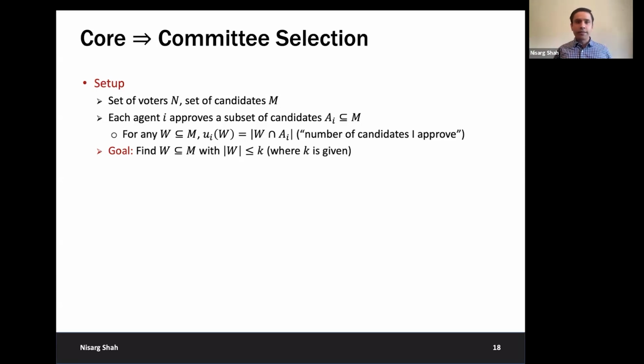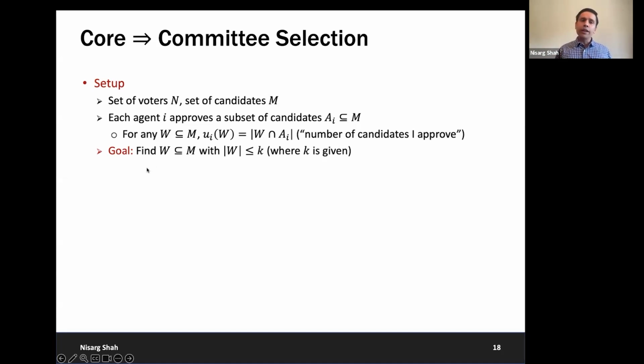This is the setting of committee selection, where the setup is that you have a set of voters N, and you have a set of candidates M, and each agent i approves a subset of these candidates. Let's call this approval set A_i. Our goal is to choose a subset of the candidates, let's call it W, and the utility that agent i gets from this collective decision W. Note that we are no longer allocating a certain A_i to agent i. There's just one decision W that we are choosing collectively. And each agent simultaneously derives some utility from this collective decision W, which in this very simple case is just the number of candidates that we have chosen that agent i approves.